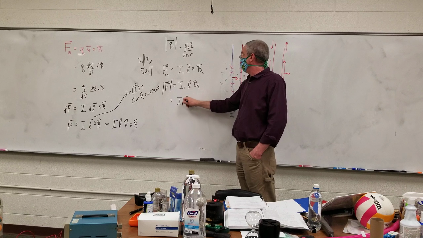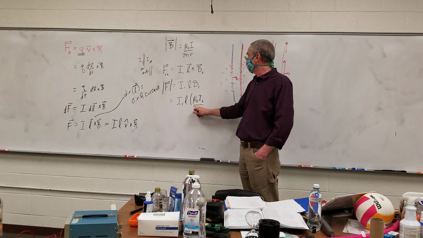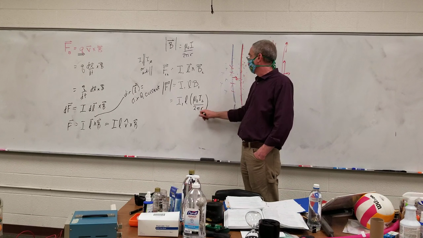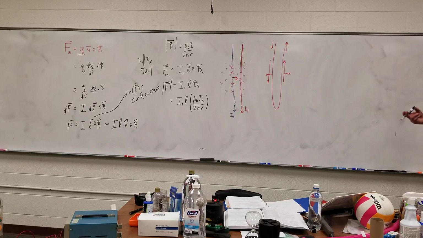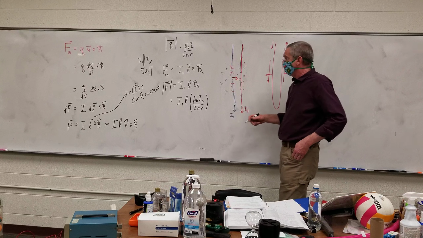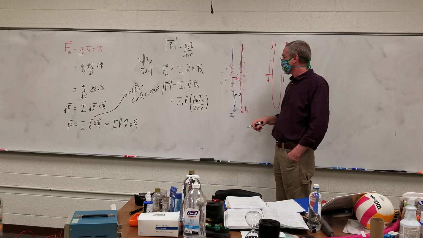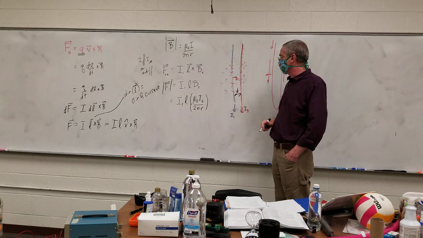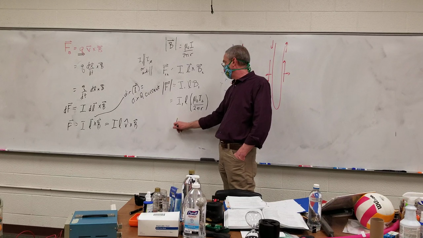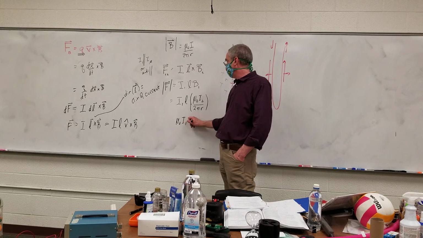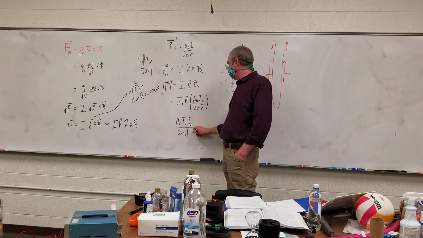So that's I1 L times mu naught I2 over 2 pi R. So in this case, R is the radius of my Amperian loop. It's how far I am from the wire. Or in this context, it's the distance between the two wires. So if I put the distance between the two wires as D, then that becomes a D on the bottom there. So what I'm left with now is mu naught I1 I2 over 2 pi D times L.